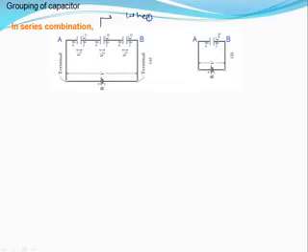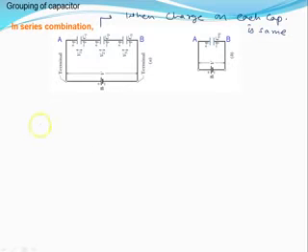When the charge on each capacitor is the same, then you will say they are connected in series. Like here, there are three capacitors of capacitance C1, C2 and C3, and they are connected to a supply due to which charges are plus Q, minus Q, plus Q, minus Q, plus Q, minus Q, and so on.